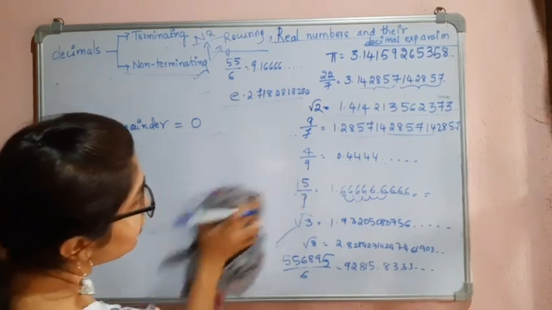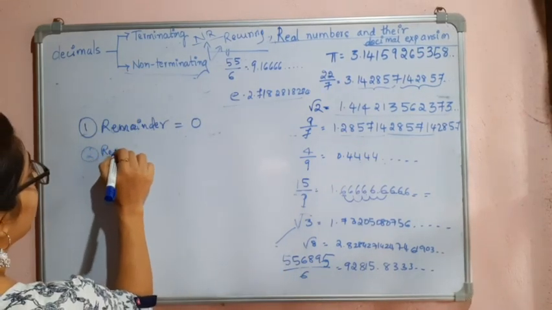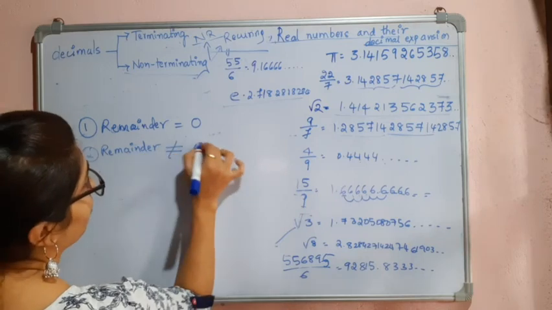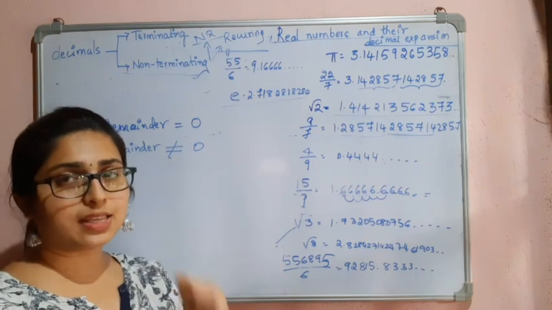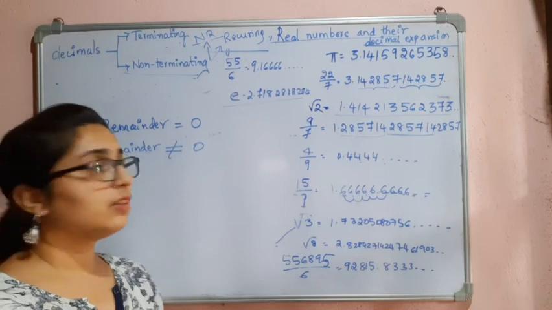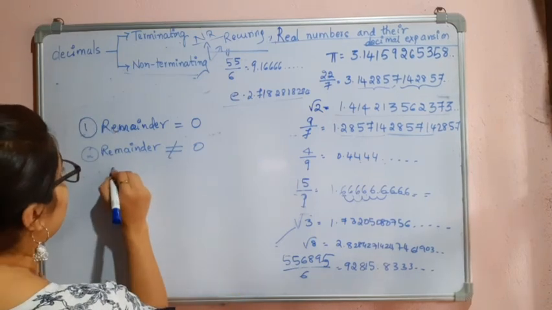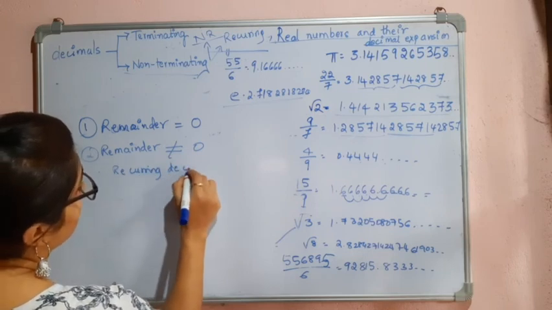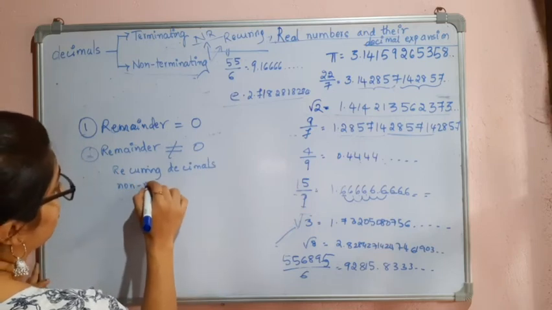Next you have remainder not equal to 0. In this case, you can have recurring decimals. You can also have non-recurring decimals.